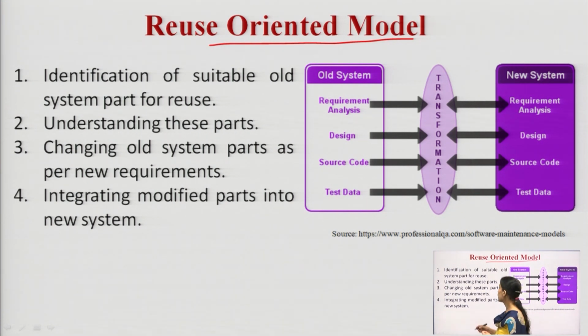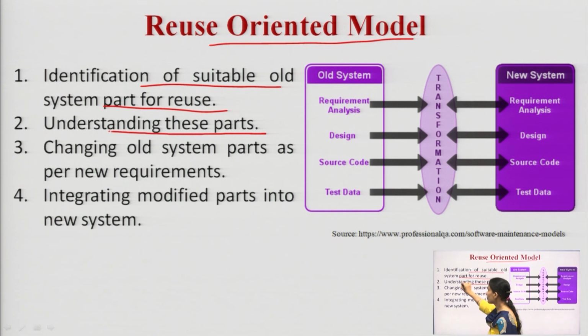The first one is identification of suitable old system parts that should be reused further. So, here we are going to start with the old system and we will be making the new system. The old system is identified first, so that it can be reused. Then in the second part, in the old system we identify the parts that should be reused, that were identified in the first step, and in the second step we are going to understand them.